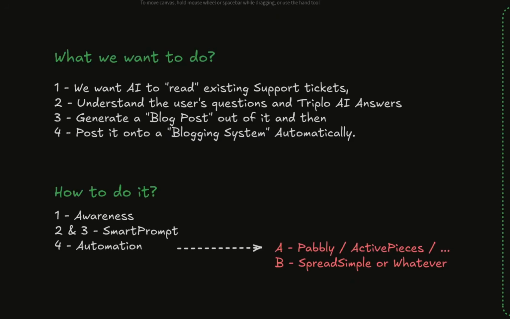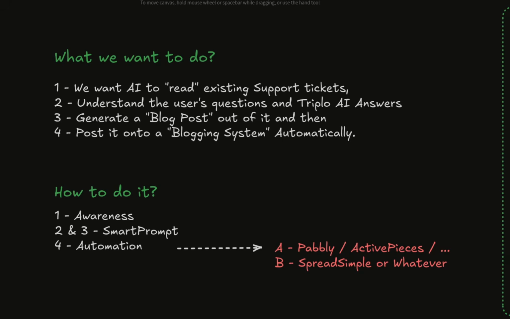So, first, what do we want to do? We want AI to read the support tickets and understand not only the questions but the answers and fully understand what it's all about, so what's the key content and everything. Then I want to generate a blog post that must be tailored to be published on my system the way I want. My type is markdown, but you could define it on your smart prompt. And in the last step, I want it to be posted.